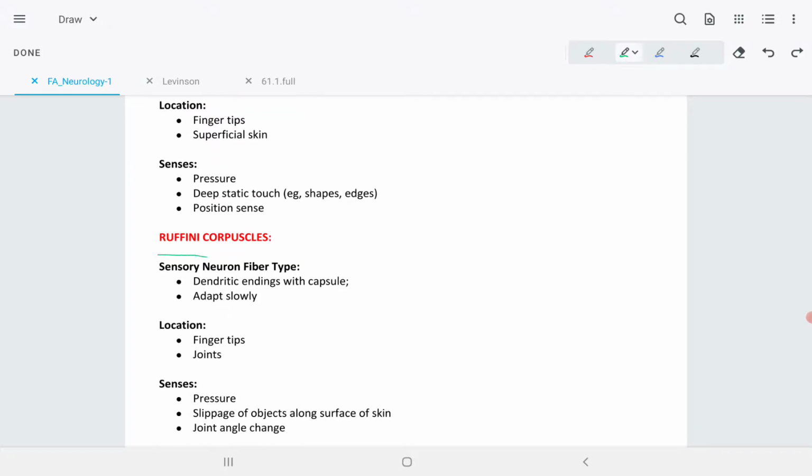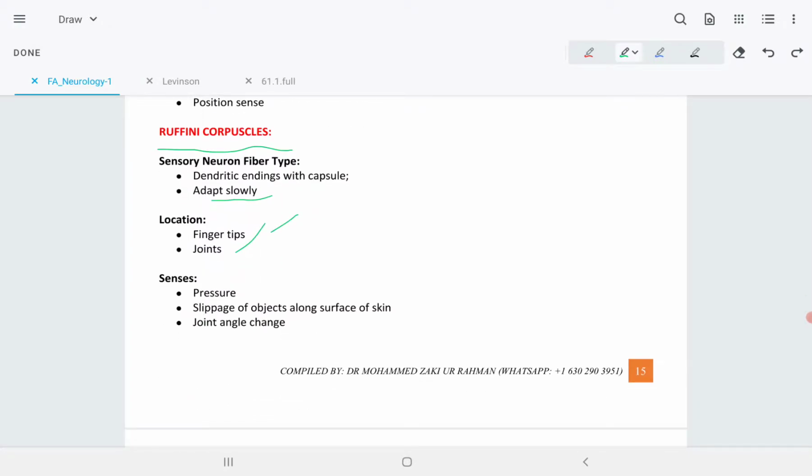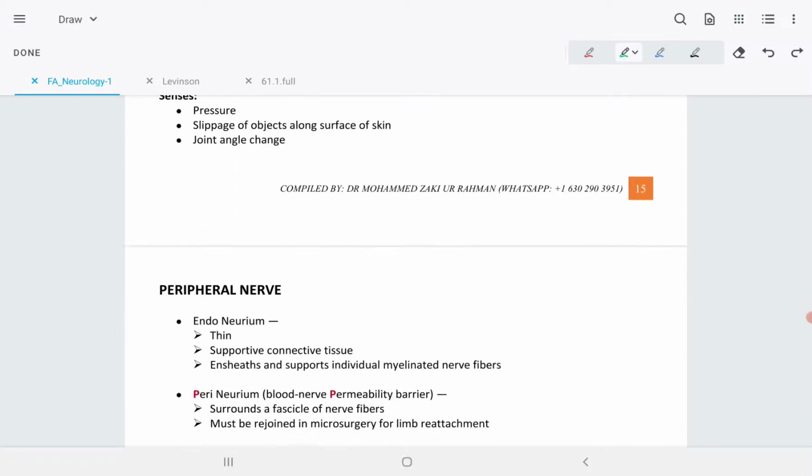Now comes the Ruffini corpuscles. Their sensory neuron fiber type is dendritic. They have dendrites, like projections outside from their capsule, and adapt slowly. Location: fingertips and joints. They sense pressure, slippage of objects along the skin surface, and joint angle change.